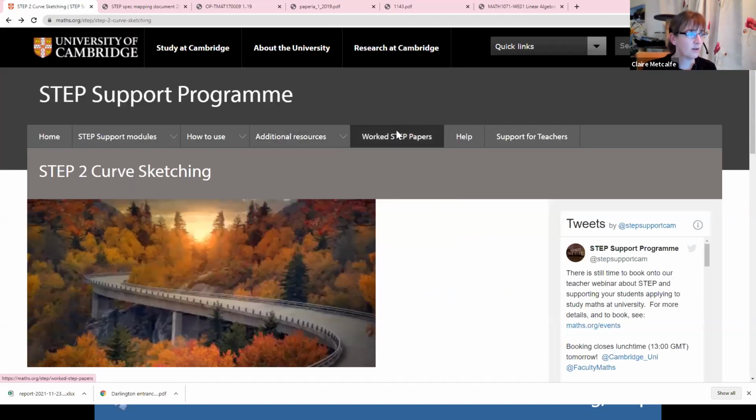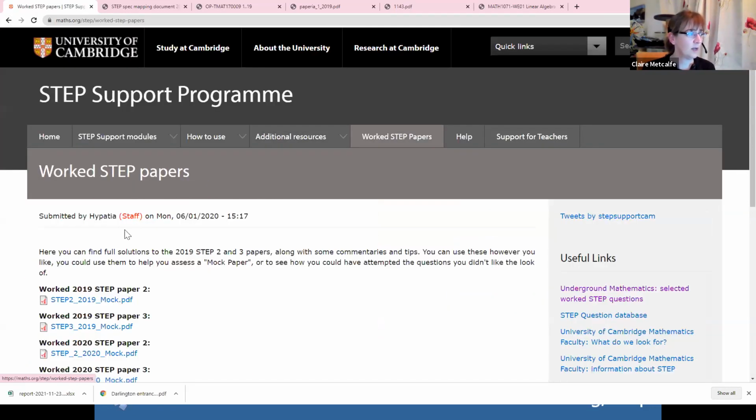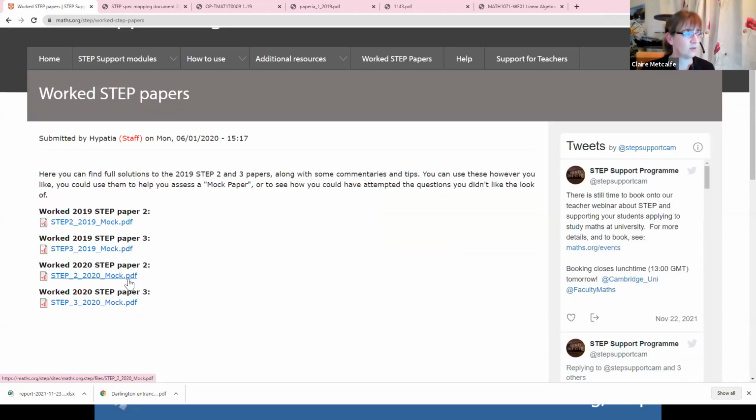So I'd really recommend having a look at that. The other things to look at, so worked STEP papers are here. At the moment, we have 2019 and 2020.